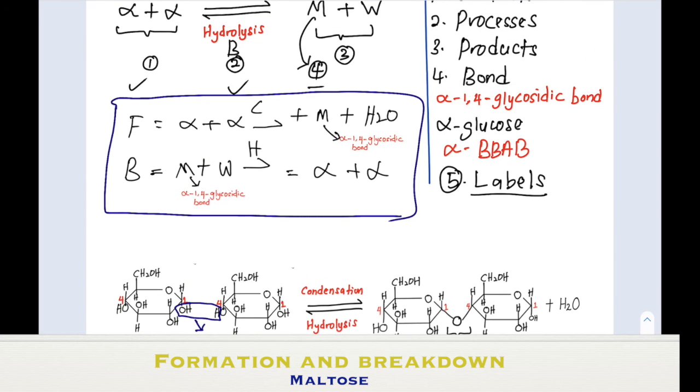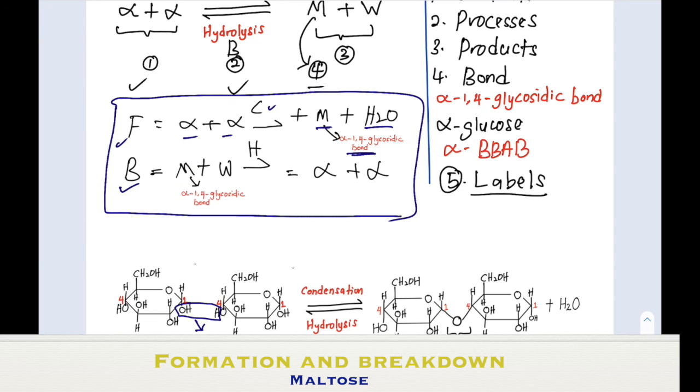You can use this to explain about the formation and breakdown of maltose. For the formation, 2-alpha glucose through a condensation process will produce maltose and water. Don't forget to label the bond involved, alpha 1,4-glycosidic bond.